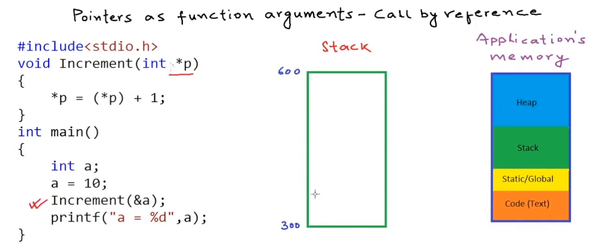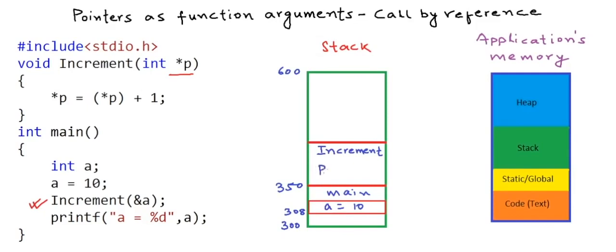So when the program starts executing, the main method will be invoked first. Let's say this is the stack frame of the main method. Let's say 300 to 350, this address range is the stack frame of main method, and there would be a local variable a in this main method. Let's say the address at which a is stored is 308. This may not be in proportion, but still, let's say this is how it is stored. Now when main method calls increment, then a local variable corresponding to the parameter p is created, and this is a pointer to integer, and the value that gets copied or stored in this variable would be 308, the address of a.